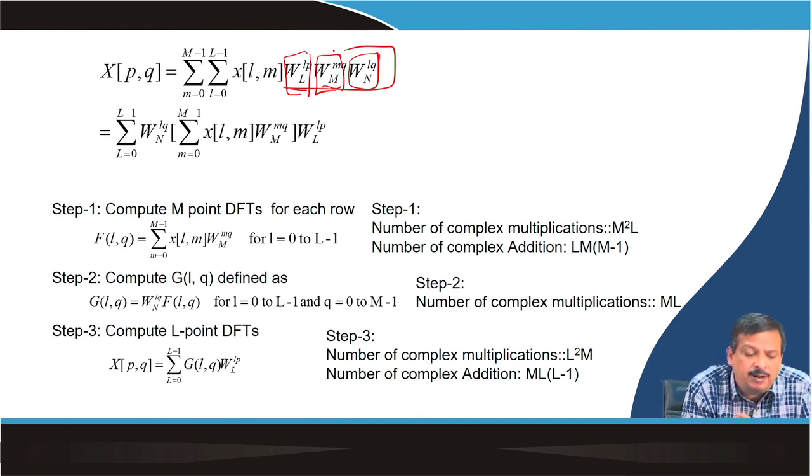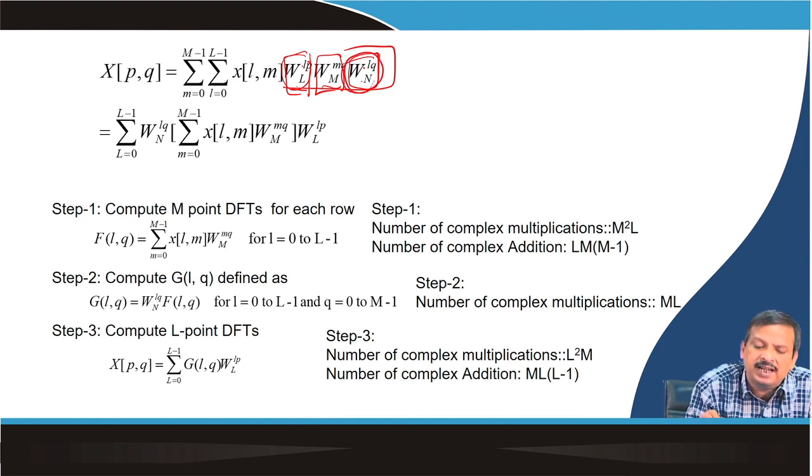Now, if I compute, if you see here, where is the L? L has only W_L^{LP} and W_N^{LQ}. So, I can say these two things. Let us say this one does not have any L, and M is not involved here. So, I can say this will go outside of the summation over M.